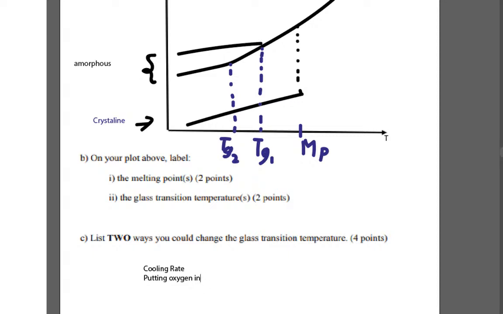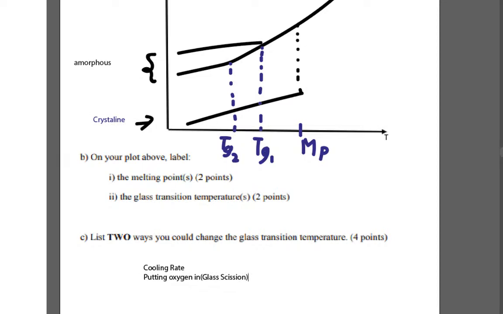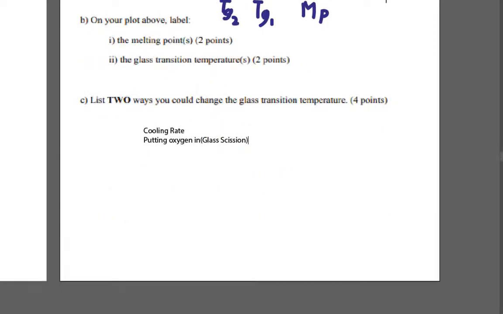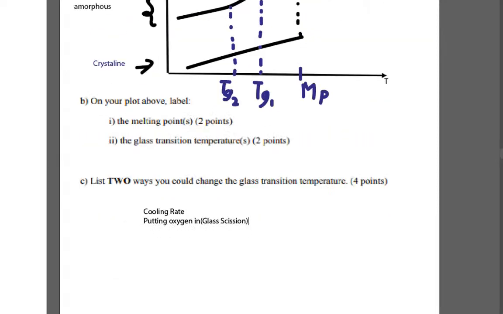The scission, chemical scission, glass scission. I forgot what it is called, but yeah. Basically when you just put oxygen in, it would make it less viscous, I believe. So yeah, that is basically the solution according to my intuition. So good. Next up, we still have part D and E.